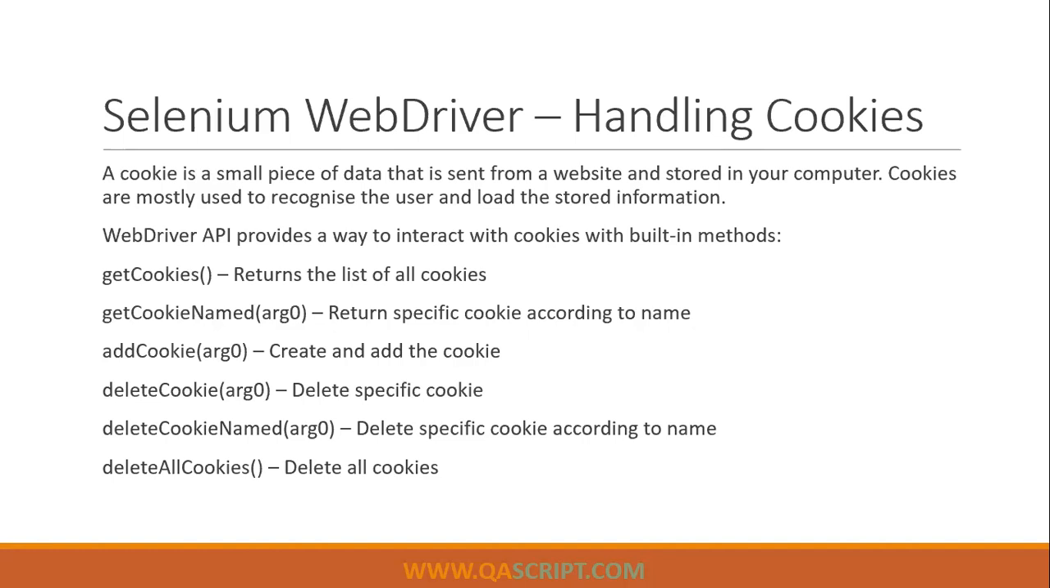Now, the WebDriver API provides some inbuilt methods to handle these cookies. These are the six methods which are listed here. So let's see them one by one. The first one is getCookies. It will return the list of all the cookies which are present. Then you can get a specific cookie by its name using getCookieNamed. You can add a cookie with the help of the addCookie method. And then there are different delete methods: deleteCookie will delete a specific cookie, deleteCookieNamed will also delete a specific cookie, but by its name, and deleteAllCookies will delete all the cookies which are currently present in that particular session. So these are the different methods. Now, let's see how we can use them in real time.